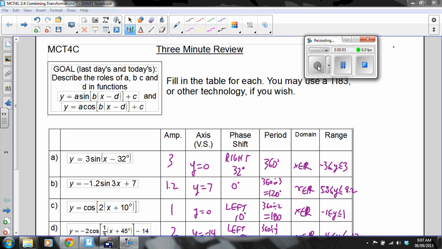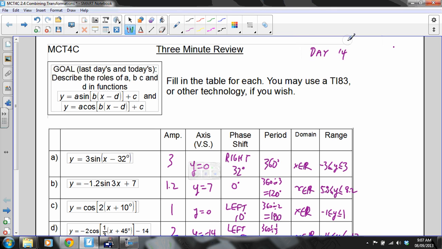MCT4C in and around day 14. The lesson is combining transformations, so we're going to take the last couple of days' lessons and put them all together into these big, long trig functions with numbers all over the place, and we have to piece it all together. So what I've done here for the three-minute review, where you're supposed to just pick out the pieces, says you can use a TI-83 if you like.